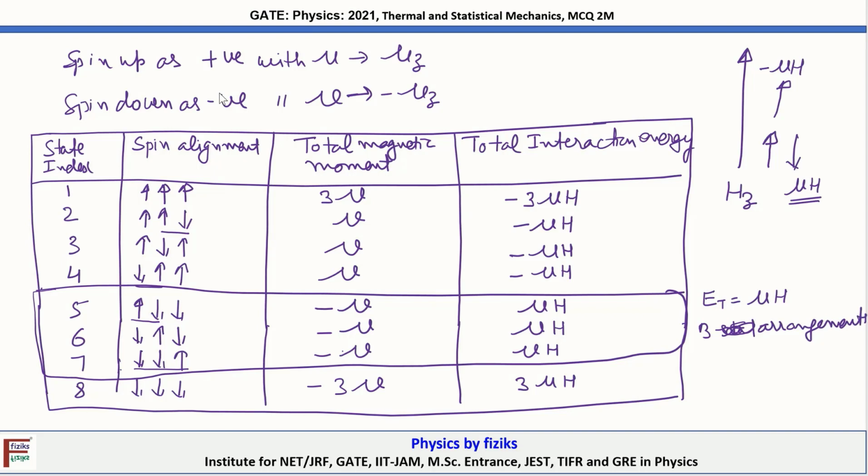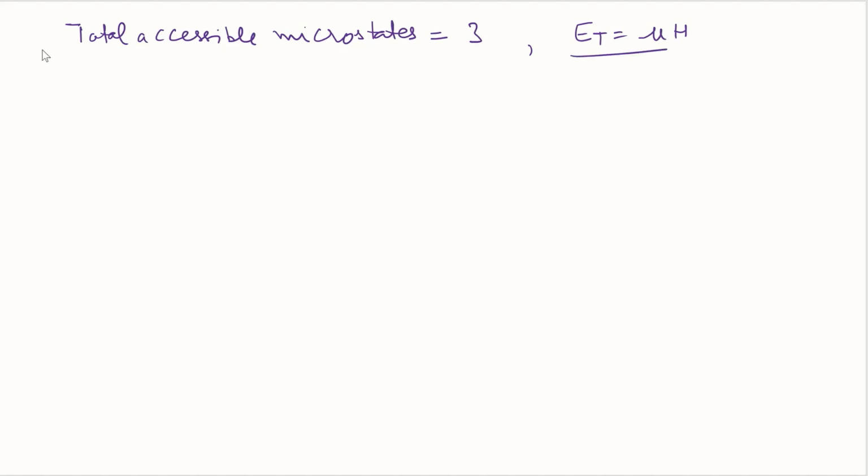Okay, let me introduce another page here. So the total accessible microstates which satisfy the constraint are 3. What is the constraint? That E total should be mu h. So out of 8 total microstates, we have only 3 microstates which satisfy this constraint.